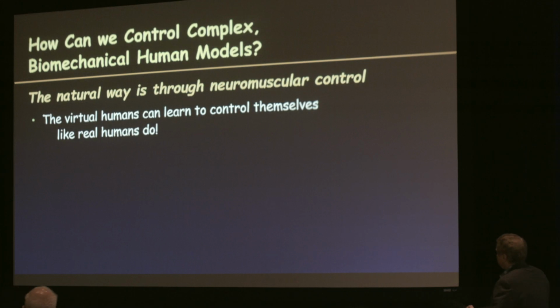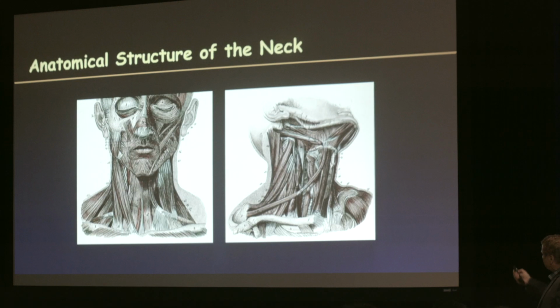Now, to give you an idea of how we control complex models like this? Well, the natural way is through neuromuscular control, the way it's done in the real body, whether it's human or animal. And can these models actually learn to control themselves? The answer is yes, just the way we learn how to control our own human bodies.